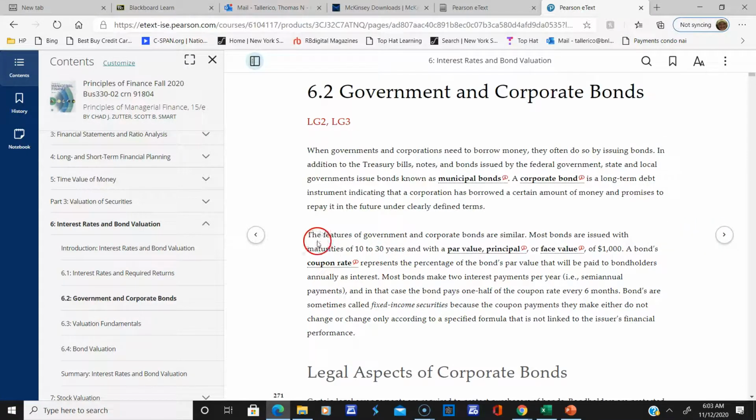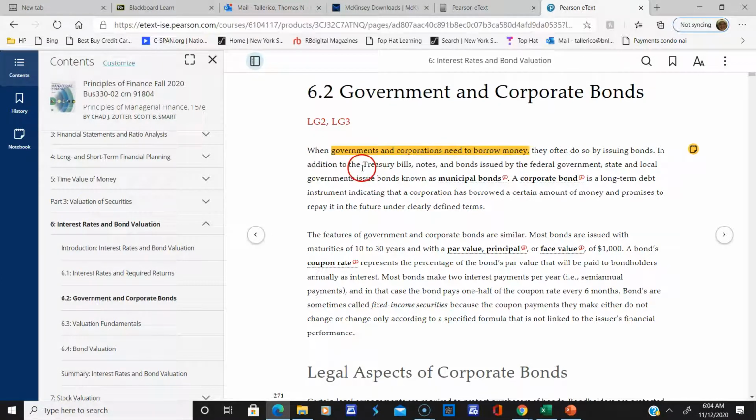All right, so we're moving on to corporate bonds now. Government and corporate bonds. So basically, this is an interesting little part up here. When governments and corporations need to borrow money, which they always do, as you know, the country's in debt, they often do so by issuing bonds. Bonds are just loans, right?